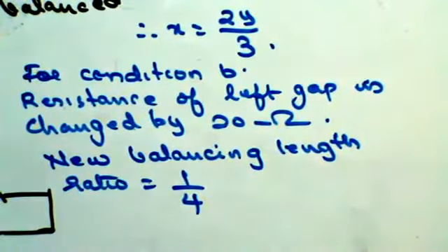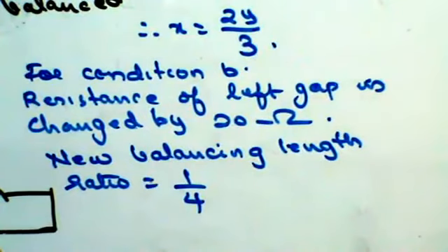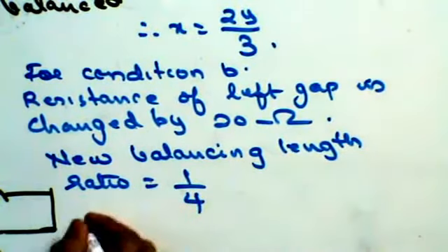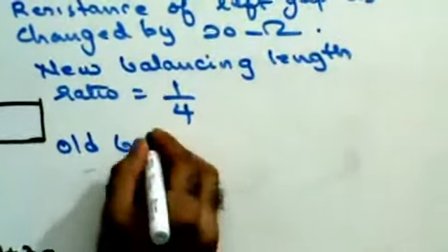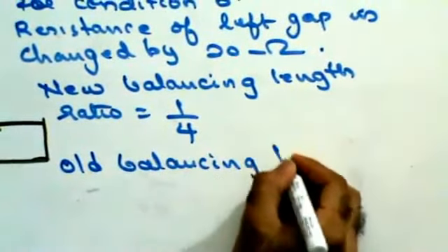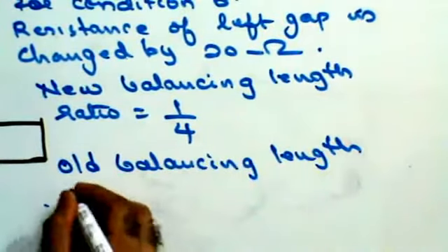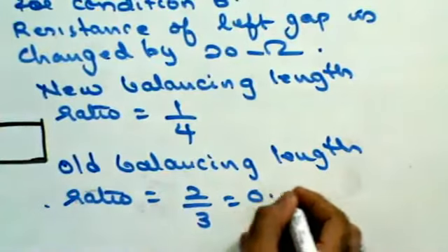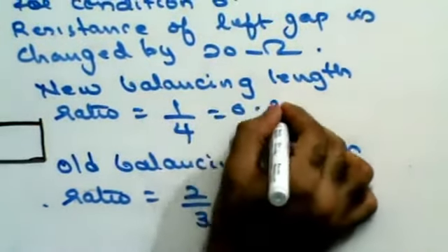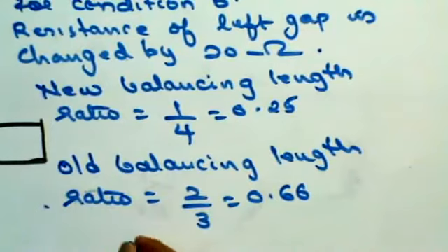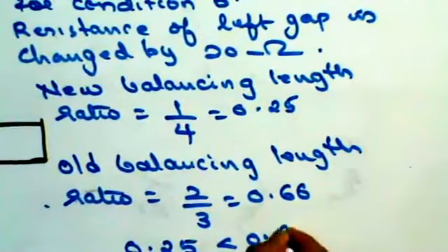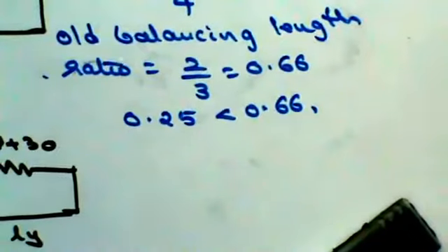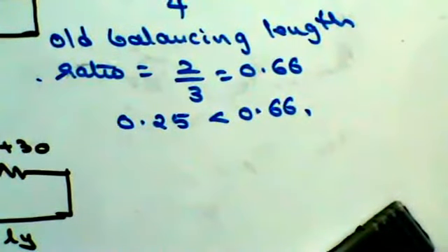and the old balancing length ratio is 2:3, which is nothing but 0.66. So you can say that the new balancing length ratio is less than the old balancing length ratio. It's very clear that 0.25 is less than 0.66. That means the balancing length ratio has been reduced.